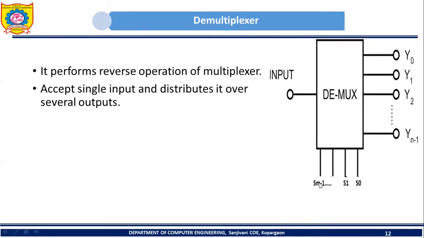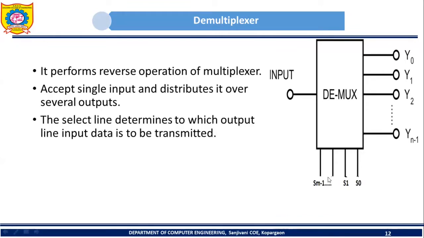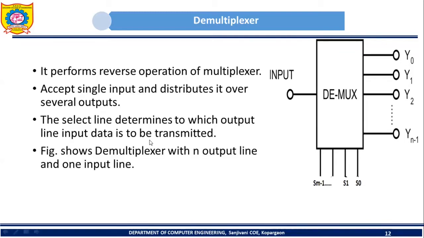Okay, then let's assume that all these selector lines are 1 1 1 1. So in that case what will happen? This last output line will be selected. Incoming data will be directed to that last output line. So these select lines are responsible to determine on which output line the input data is to be transmitted.